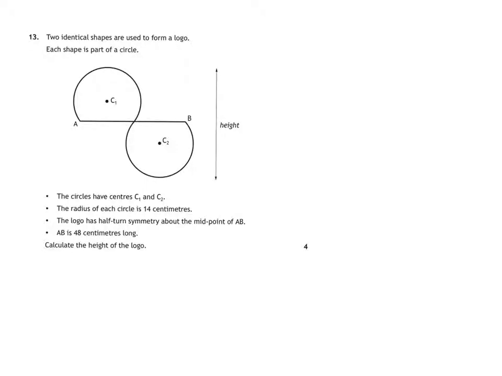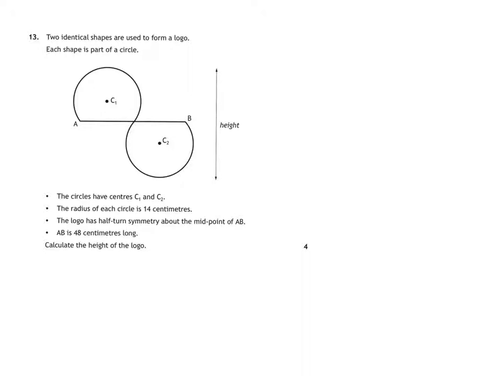Okay, question 13. Two identical shapes are used to form a logo. Each shape is part of a circle. The circles have centres C1 and C2. The radius of each circle is 14 centimetres. The logo has a half-turn symmetry about the midpoint of AB.